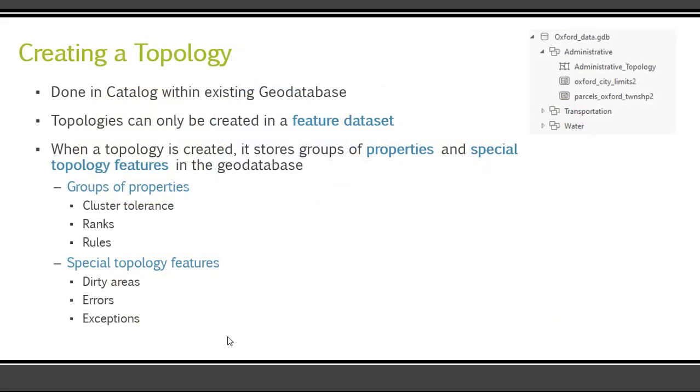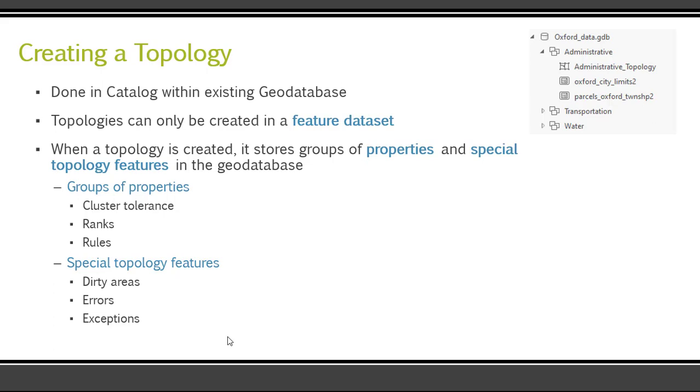So how do we create topology? Well, it's done in Catalog within your existing geodatabase. Remember, topologies can only exist in feature datasets because that's the place where you're making sure that all of your data is in the same spatial reference, because we can't compare coincident geometry between two datasets that are in different coordinate systems. They have to be in the same coordinate system. So that is the reason that this all has to be within a feature dataset. So you would create your topology within your feature dataset.